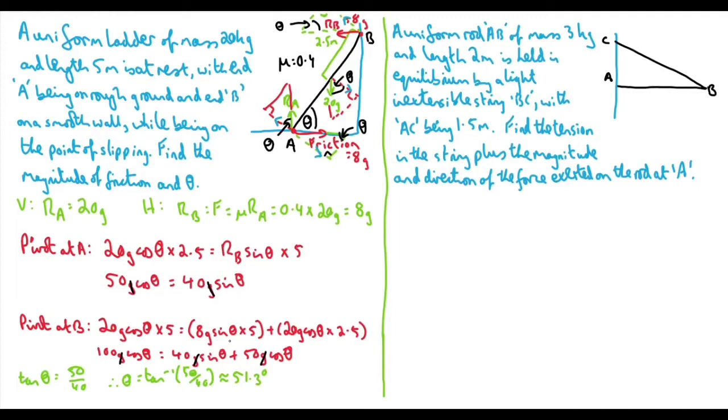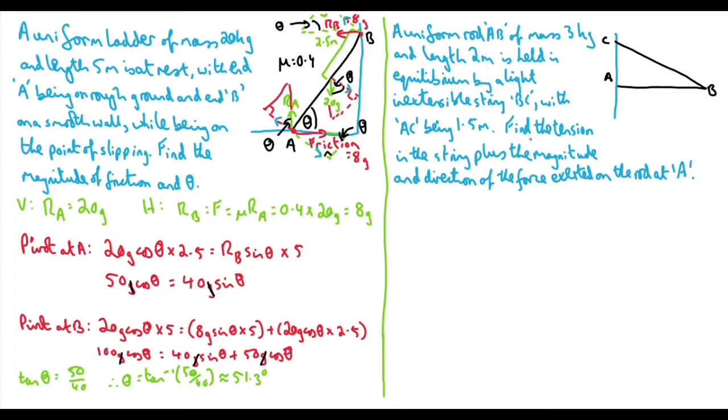So then, just for our final question, we have a uniform rod AB of mass 3 kilograms and length 2 meters, held in equilibrium by a light inextensible string BC. So to confirm, AB here is the actual rod and BC here is just a string holding it in that horizontal position. And we're told that AC is 1.5 meters. So find the tension in the string plus the magnitude and direction of the force exerted on the rod at A. Well, we'll come to what that potentially may mean later on in the question.